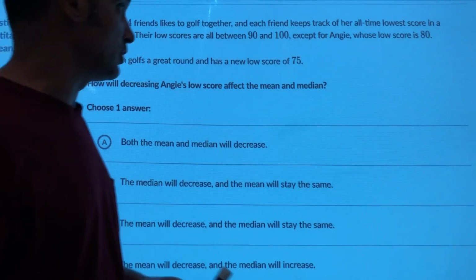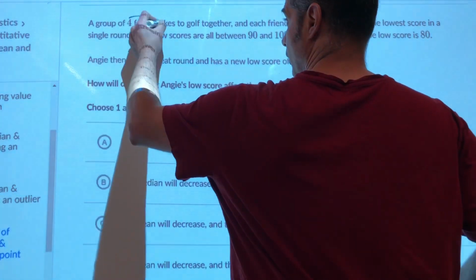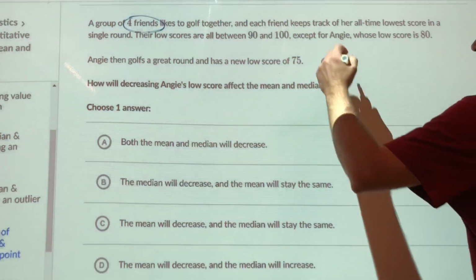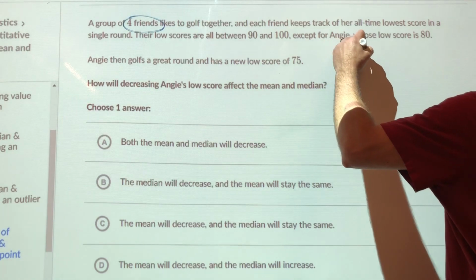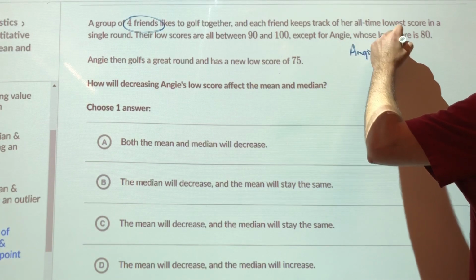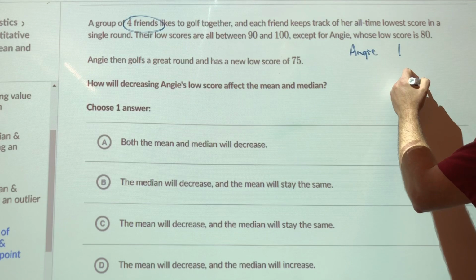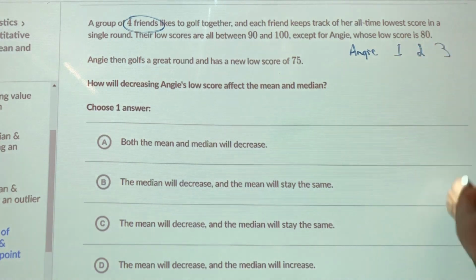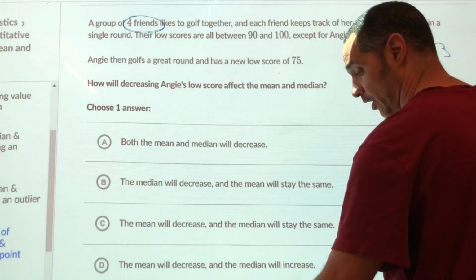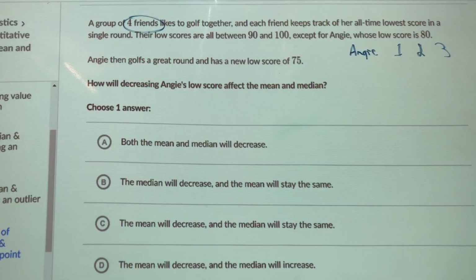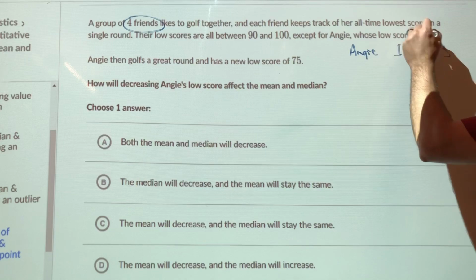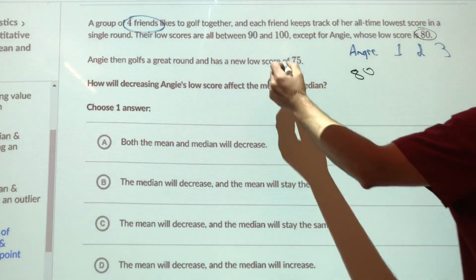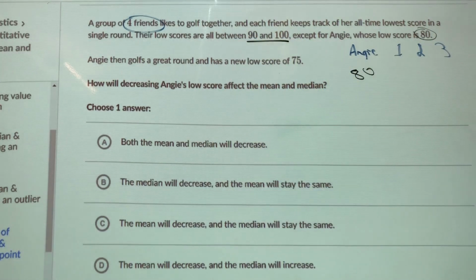This is information. So there's 4 friends. We have Angie, and then friend number 1, friend number 2, and friend number 3. And they all golf, and they all have scores where Angie's is 80, and everyone else's are between 90 and 100. Doesn't say what they are, but let's say between 90 and 100.